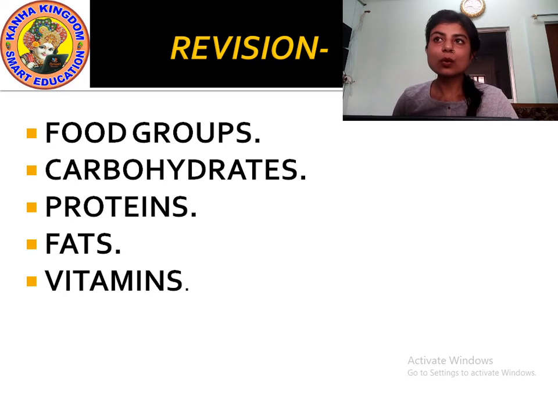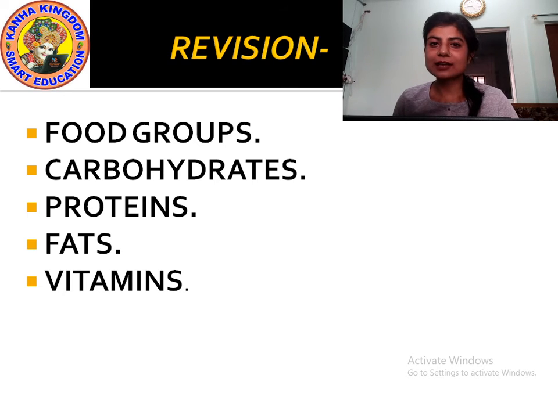Then what are vitamins? Vitamins are nutrients that protect our body from diseases and keep us fit and healthy. That is why these vitamins and minerals are also called protective food. Then what are the important vitamins that are required by our body? Those are vitamin A, vitamin B complex, vitamin C, vitamin D, vitamin E and vitamin K.